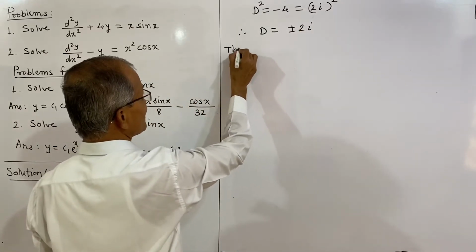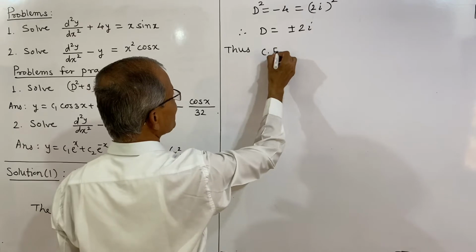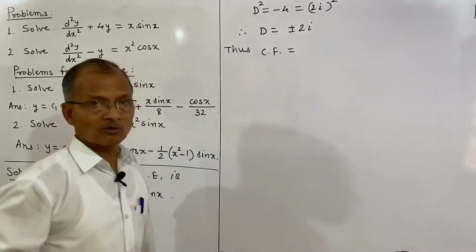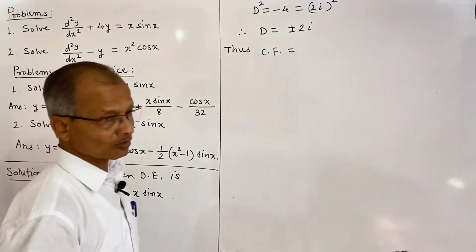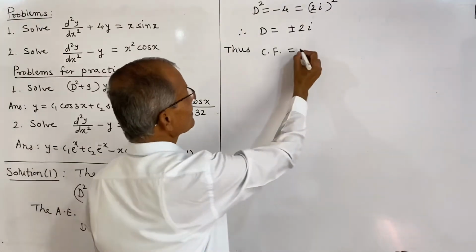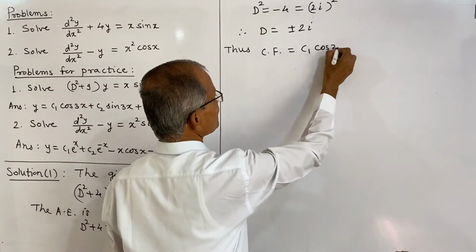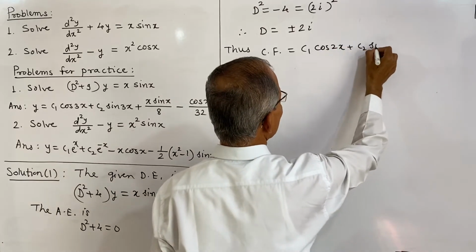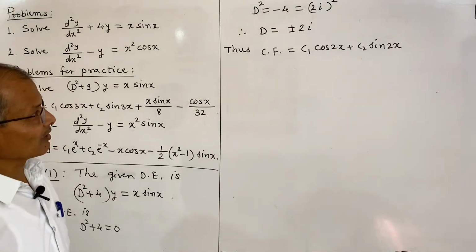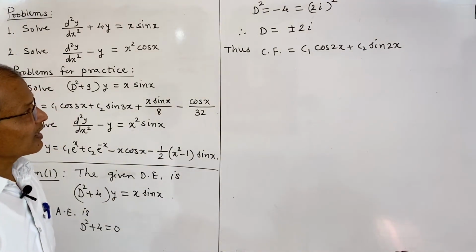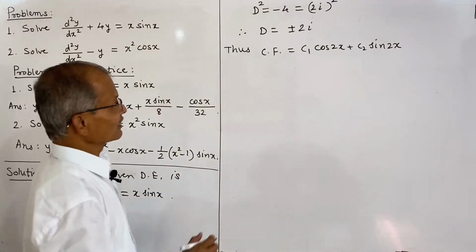Thus the complementary function, the CF, will be as follows, because the roots are complex and the real part is 0: C1 cos 2x plus C2 sin 2x. These are the two terms that we obtain. This is the CF. Now we shall find the particular integral.